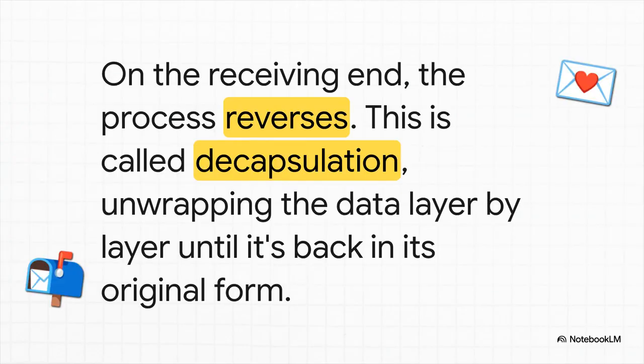Now, once it gets to your friend's phone, this whole complicated process just happens in reverse. It's called decapsulation. The data travels back up the 7 layers, and each layer rips off its corresponding envelope until that photo is perfectly reassembled and pops up on their screen.